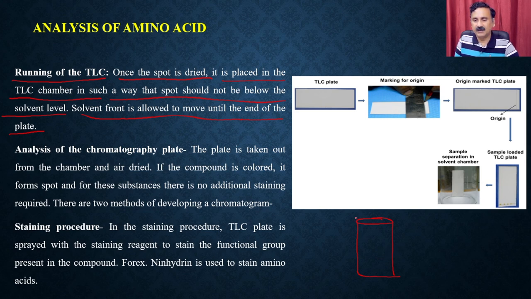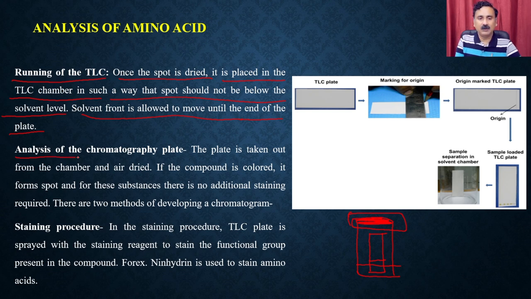Then you have to cover this with a lid, or you can just put a cap. Why is it important? Because the solvent you have put is going to form vapor, and that vapor should be condensed, otherwise it's not going to give you an upward movement. Then you place the TLC plate into this and make sure that this line is above the solvent front, so that the spot is not dissolved into the solvent before running.